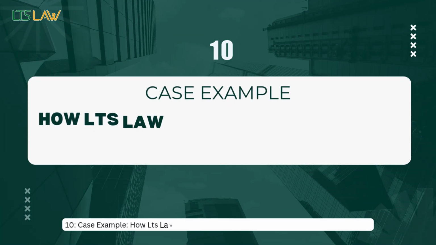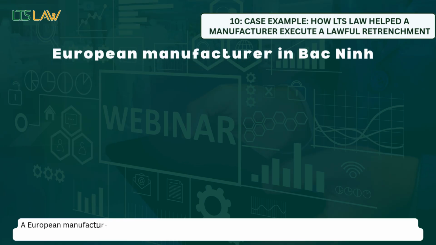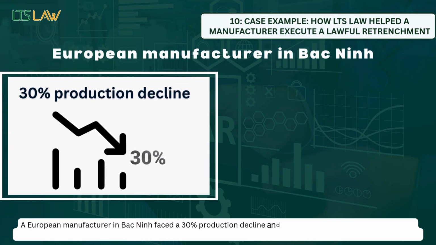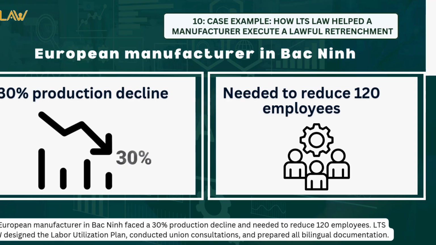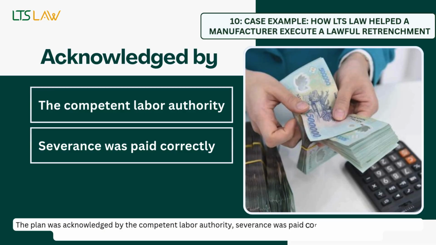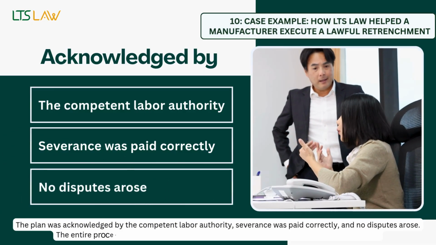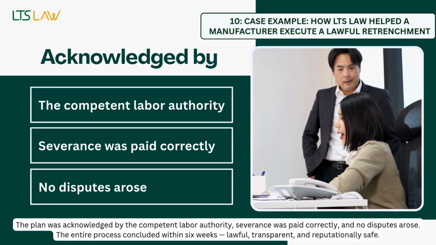10. Case example: how LTS Law helped a manufacturer execute a lawful retrenchment. A European manufacturer in Bac Ninh faced a 30% production decline and needed to reduce 120 employees. LTS Law designed the labor utilization plan, conducted union consultations, and prepared all bilingual documentation. The plan was acknowledged by the competent labor authority, severance was paid correctly, and no disputes arose. The entire process concluded within 6 weeks, lawful, transparent, and reputationally safe.